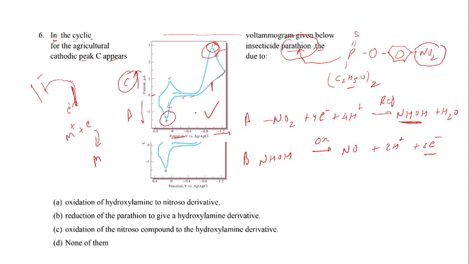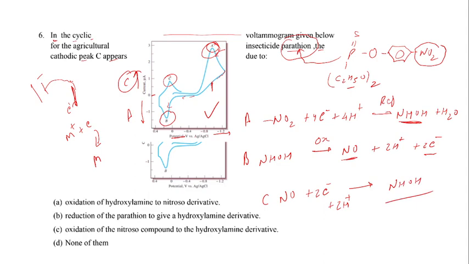Okay, finally, now it is the NO group, nitroso group. So if you again change the direction of your potential, at C point, this point, what will happen? This NO, already converted, will be further reduced, because it is gaining electron, plus you can write here 2 proton. So it will gain electron, and finally it will convert into NH. So it is also reduction. So this is all about the cyclic voltammetry of this parathion.